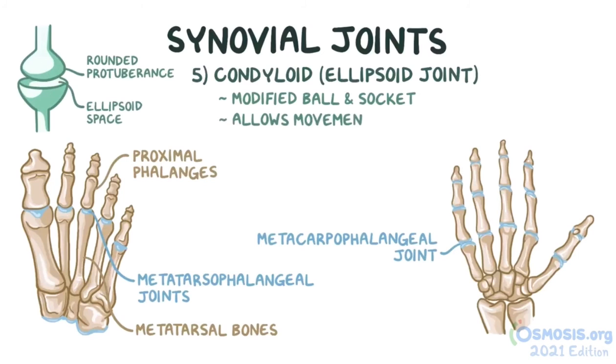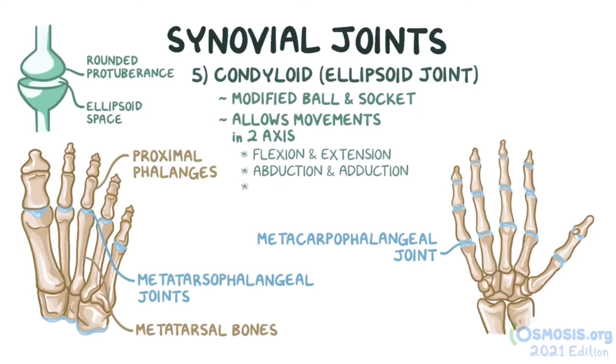This allows movements in two axes, flexion extension and abduction adduction. But unlike the ball and socket type, condyloid joints can't rotate around an axis, because the socket has an ellipsoid shape. It's the shape you get when you squash a ball so that it's no longer perfectly round. That change limits movement more than a round socket.